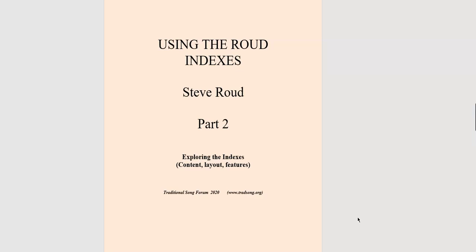In Part 1 we investigated the philosophy behind the indexes, what goes in, what stays out, that sort of thing. In Part 2 we will be talking about the content and the layout and the features of the data, how it looks on the screen, how you can manipulate the screen. We're not doing searching yet, that's in parts 3 and 4, mainly on the principle that you can't do a proper search unless you know what's in there.